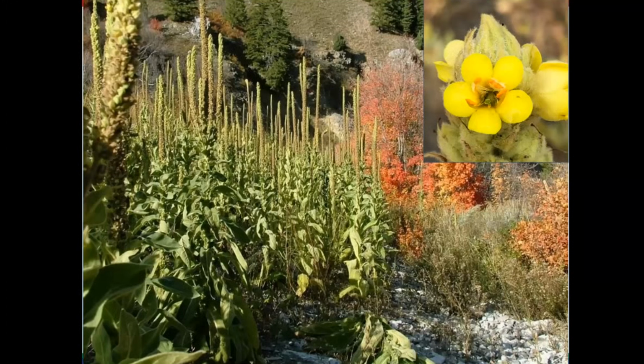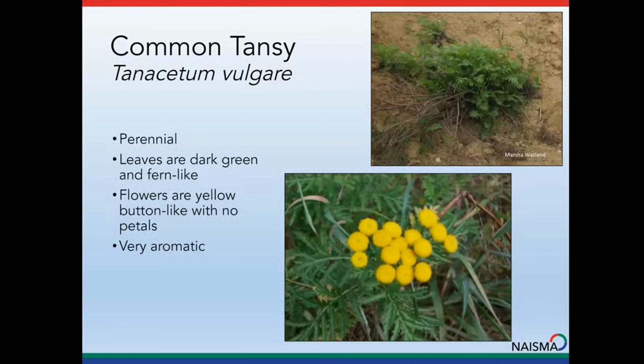Those are 5 to 6 foot tall plants, and a lot of them there, produces a lot of seed, and a close-up of the flower. And you can see just at that scale how pubescent, almost woolly, that these plants are. So that's common mullein. Now we move on to common tansy.